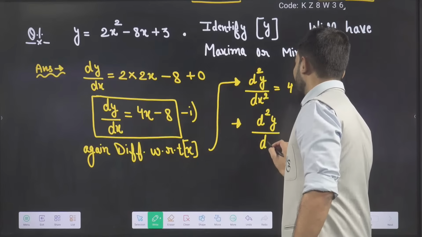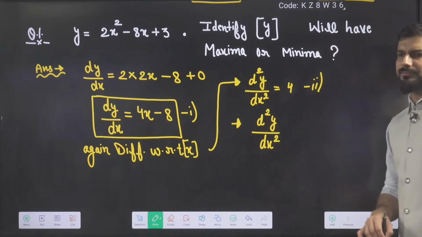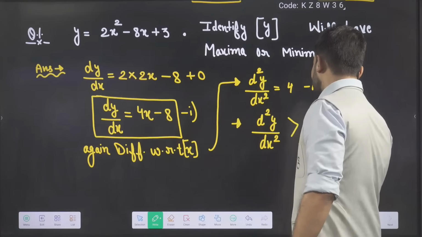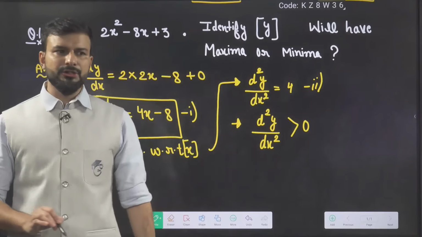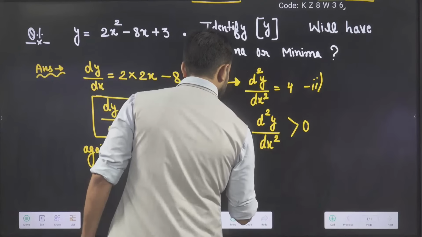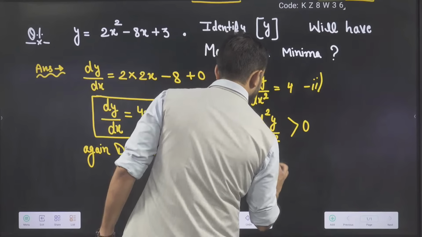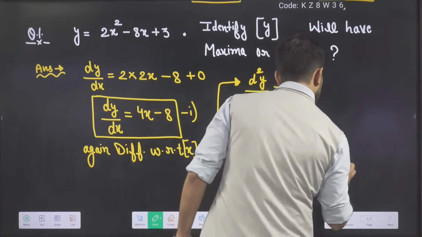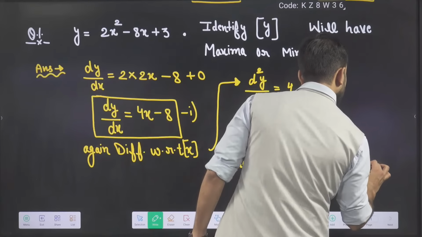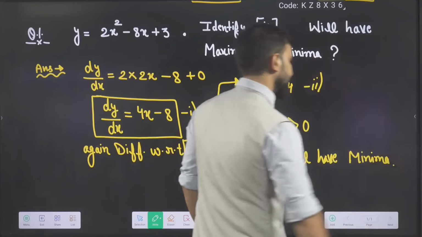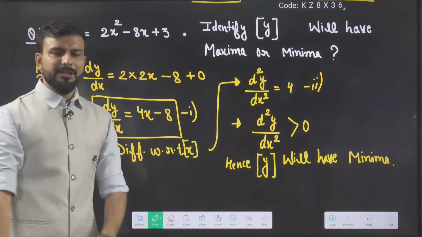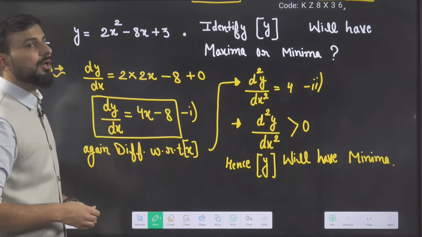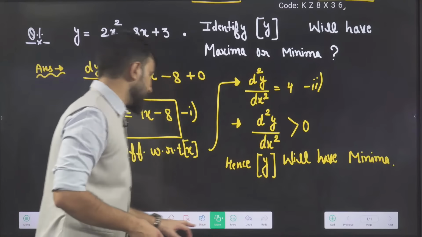d2y upon dx square is greater than 0 or less than 0? 4 is greater than 0, sir. So this is greater than 0. If it is greater than 0, then hence y will have minima. Y will have minima. So you have figured out whether it has maxima or minima. I hope you understood. Acha, next step.